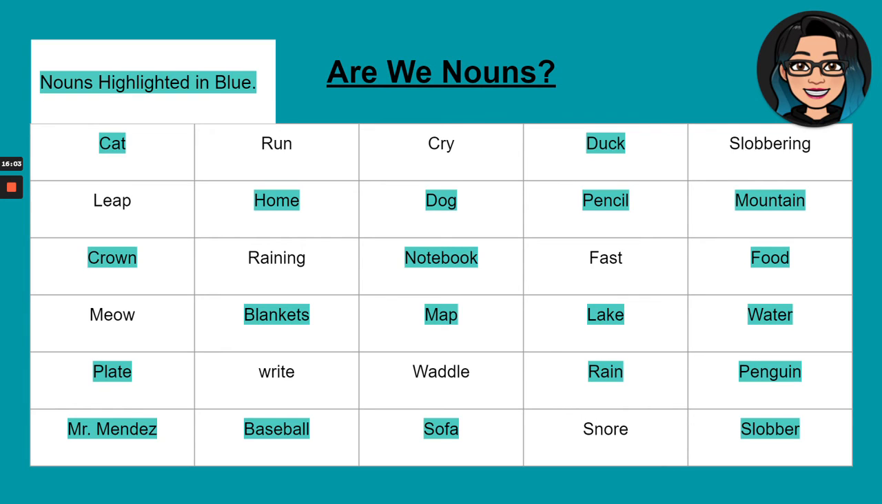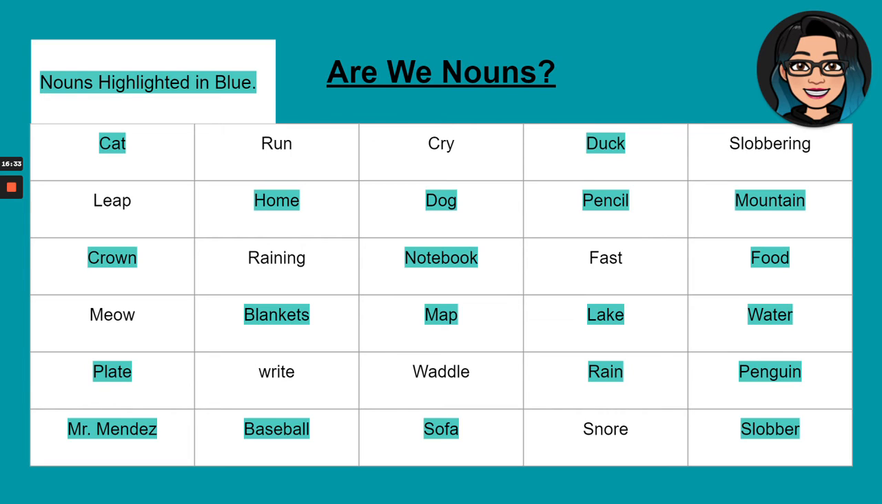So cat is a noun. Leap is an action word. That is something you do. Crown is a thing that you wear on your head. So that is a noun. Meow is something that a cat does, but it's not a person, place, or thing. A plate is something that we eat off of. So it is a thing. Mr. Mendez is a person. So he is a noun.